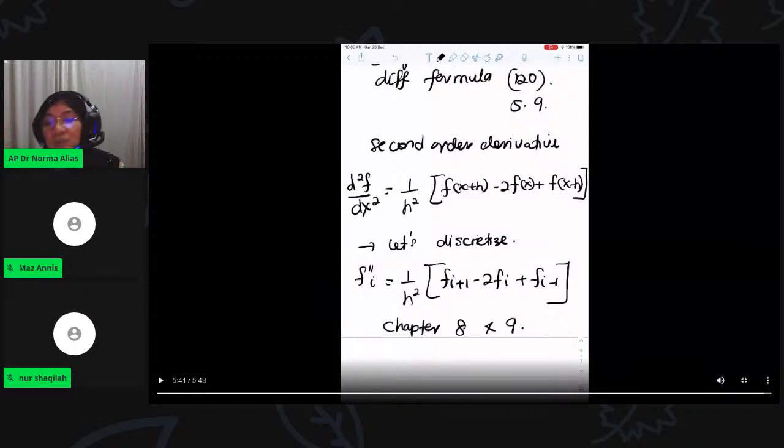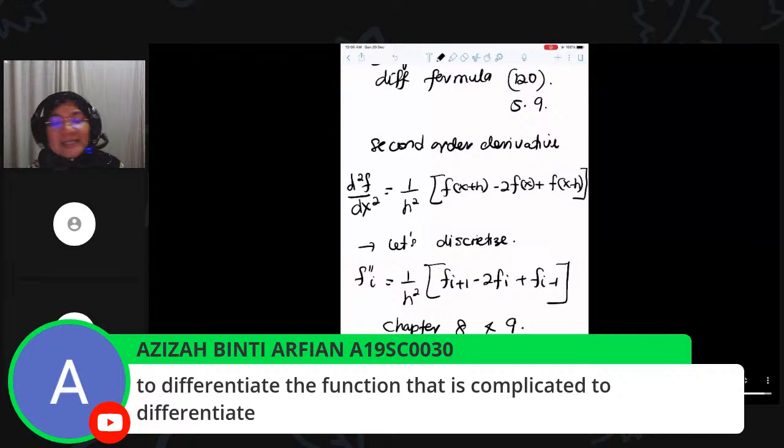We want to use numerical. All right, so another, Azizah said that to differentiate the function, what is complicated to be differentiated? Oh, very good, Azizah. I just finished my words. You continue my words. Thank you very much. Okay, what is that? Because sometimes the function is very complicated.